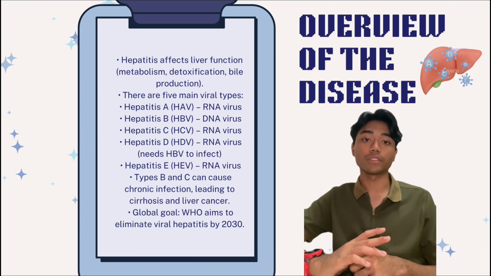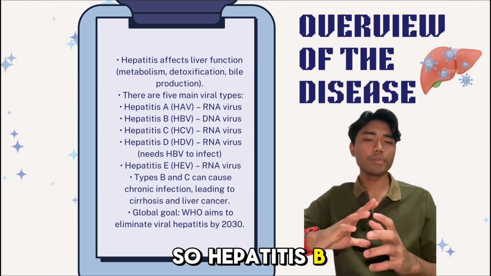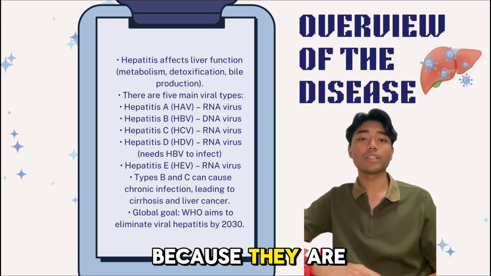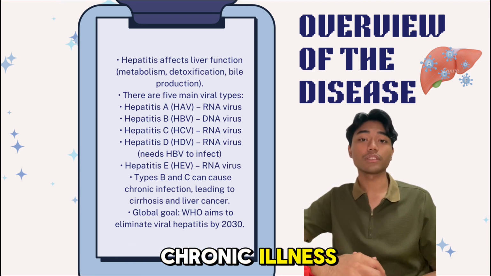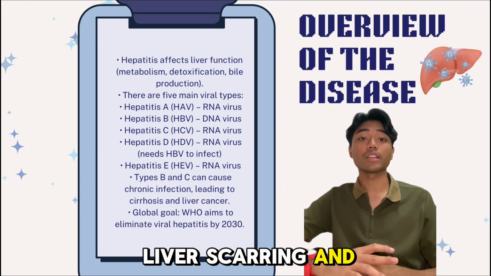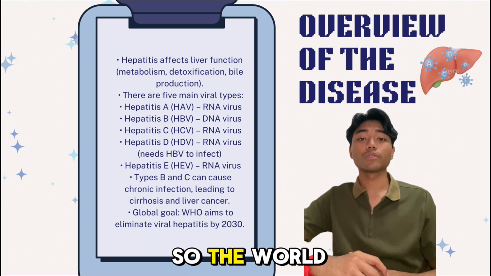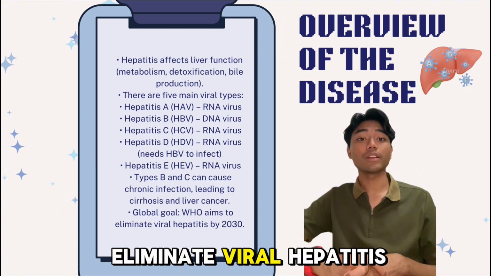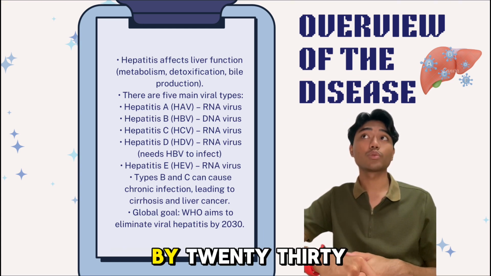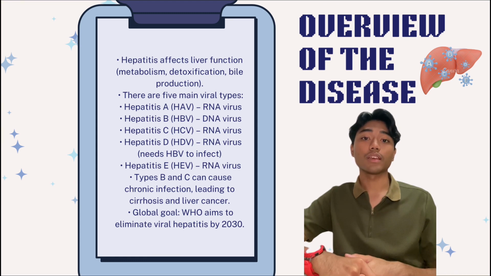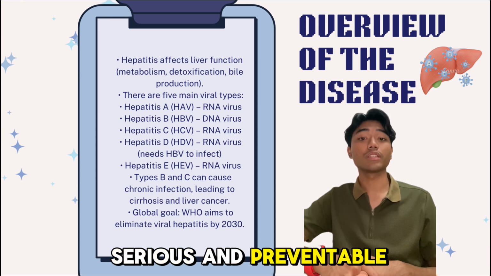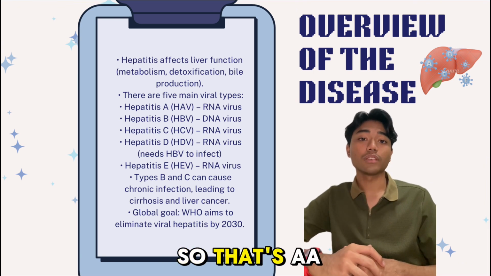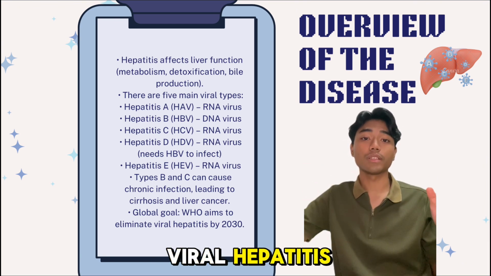may continue for years. So hepatitis B and hepatitis C are especially dangerous because they often progress to chronic illness and can cause liver scarring and liver cancer. So the World Health Organization aims to eliminate viral hepatitis by 2030, highlighting how serious and preventable this condition is. So that's the overview of viral hepatitis.